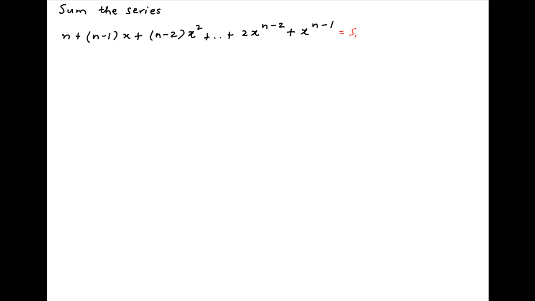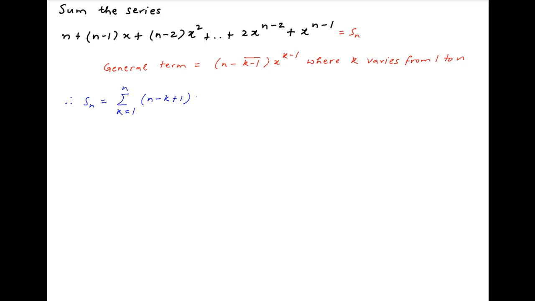Let's denote the sum of the given series by Sn. Now note that the general term of the series is equal to (n − (k − 1)) times x raised to the power k − 1, where k varies from 1 to n. Therefore, Sn can be expressed as the summation, k going from 1 to n, of (n − k + 1) times x raised to the power k − 1.